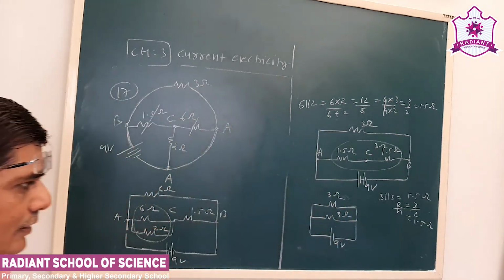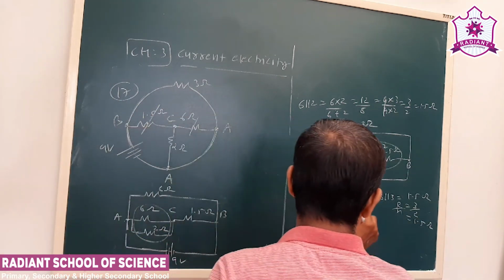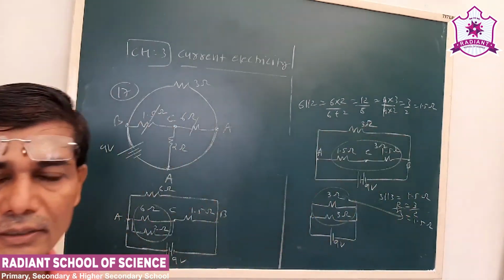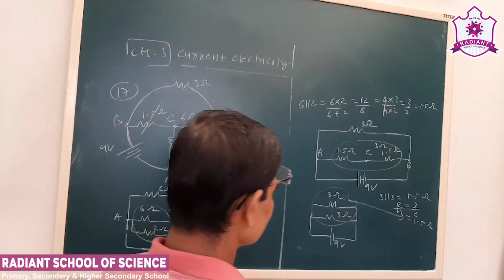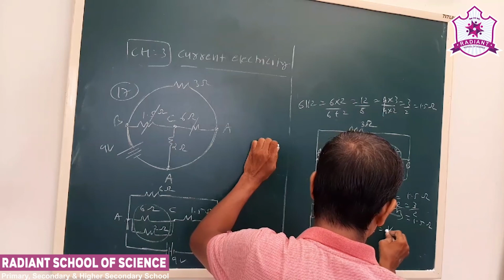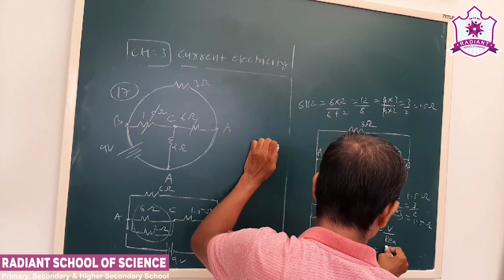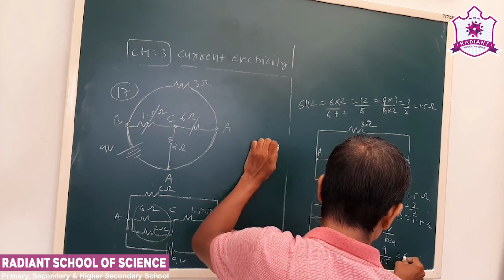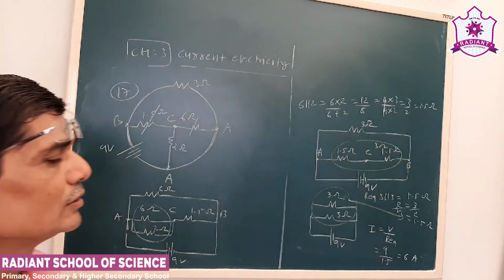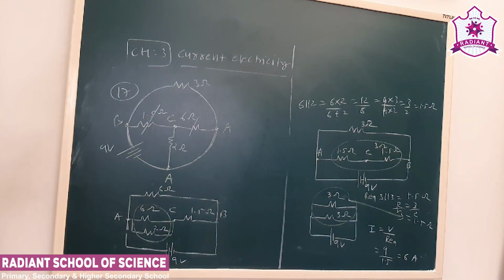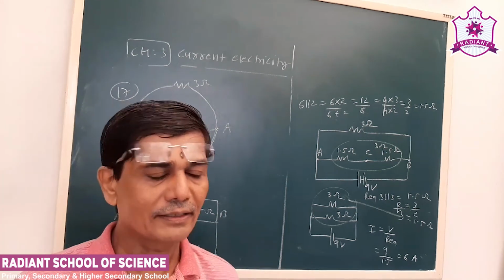Now see, this is the total equivalent resistance we have obtained. The battery voltage is 9 volt. I is equal to V upon R equivalent, so 9 upon 1.5 is 6 ampere. So this is how we can solve. Good practice for this.